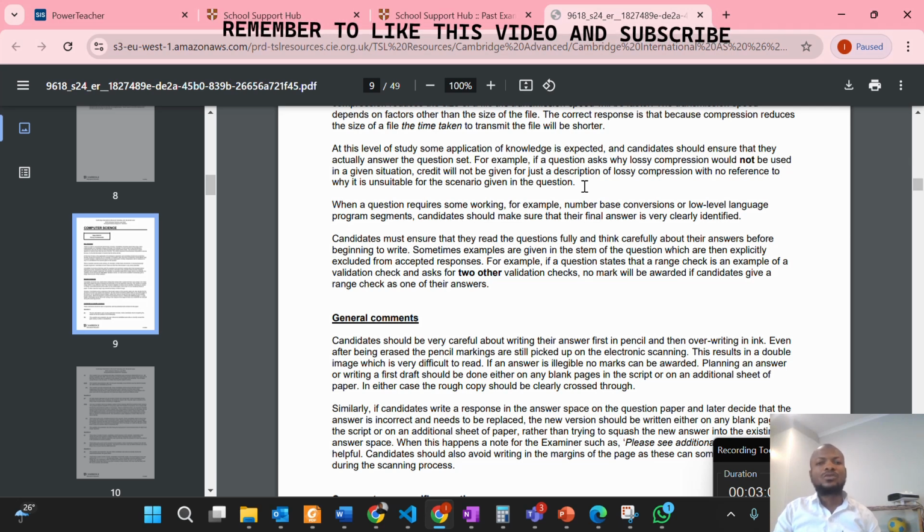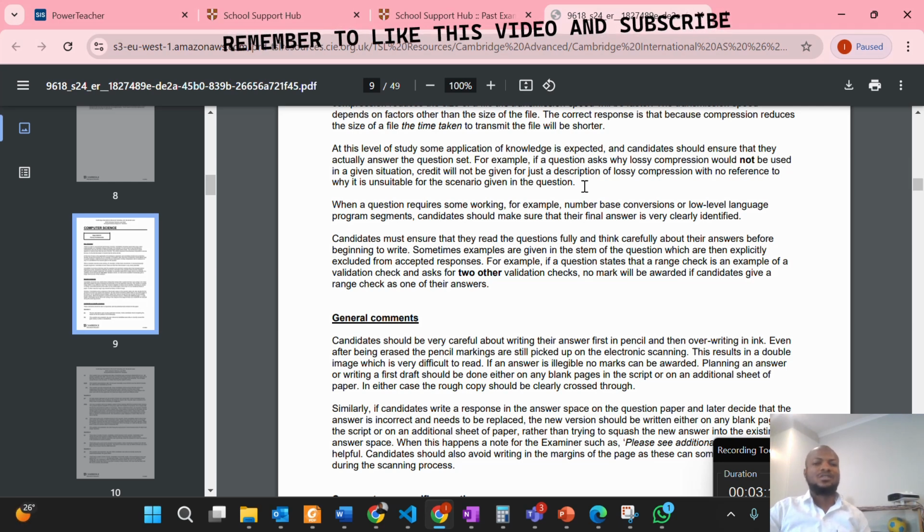So when you are asked why lossy compression is not suitable, write the reason why lossy compression is not suitable. Not just writing that lossy compression is when this, like a description, which is absolutely wrong.